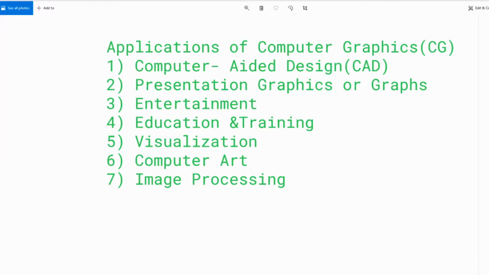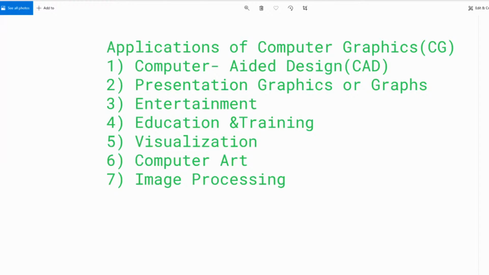Of course, every digitized image that is to be viewed on the screen obviously uses computer graphics. So these are the different applications where we use computer graphics. I will have a glance once again. What are the applications? Computer aided design, presentation graphics or graphs, entertainment, education and training, visualization, computer art, image processing. These are the different applications where computer graphics are used.